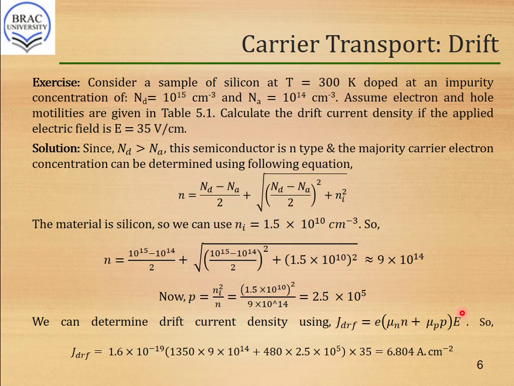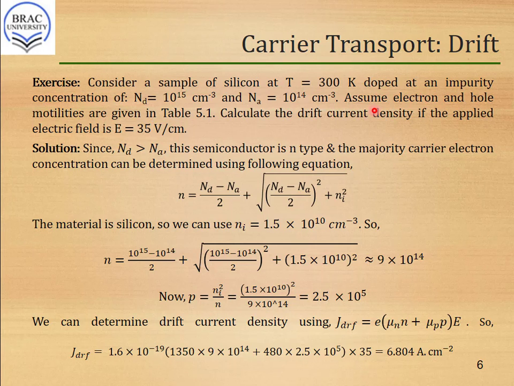So the problem was, consider a sample of silicon at T equal to 300 Kelvin doped at an impurity concentration of Nd equal to 10 to the power 15 per centimeter cube. That means the doping concentration of N-type material is 10 to the power 15 per centimeter cube, and Na is 10 to the power 14. That means the doping concentration of acceptor atoms is 10 to the power 14 per centimeter cube.